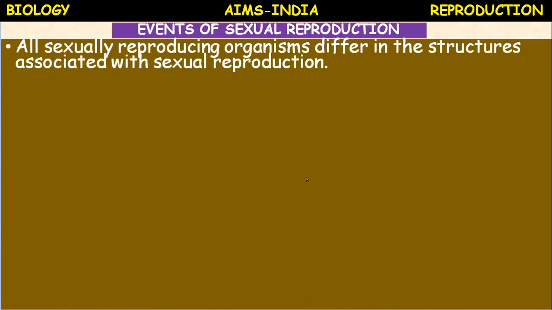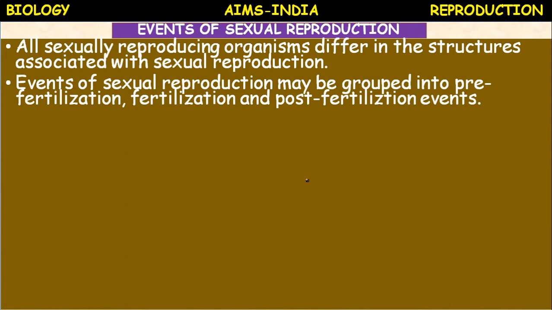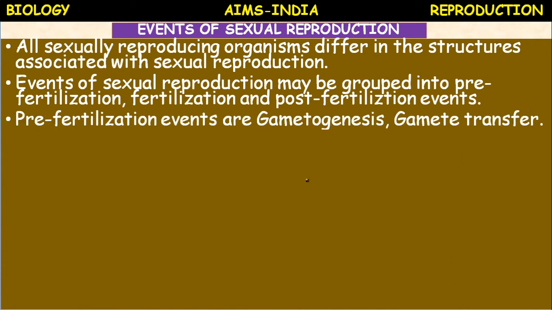The events of sexual reproduction. All sexually reproducing organisms differ in the structures associated with sexual reproduction. So the events of sexual reproduction may be grouped into 3. What are they? Pre-fertilization, fertilization, and post-fertilization events. Okay, means before fertilization, what events take place, and fertilization. After fertilization, they are called post-fertilization events. So pre-fertilization events are gametogenesis and gamete transfer.